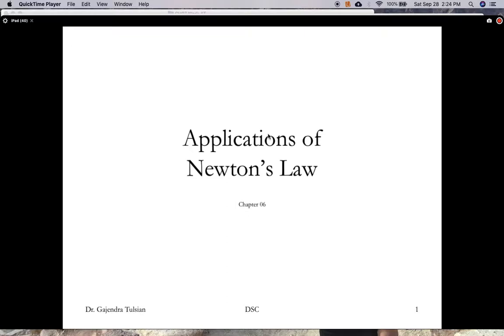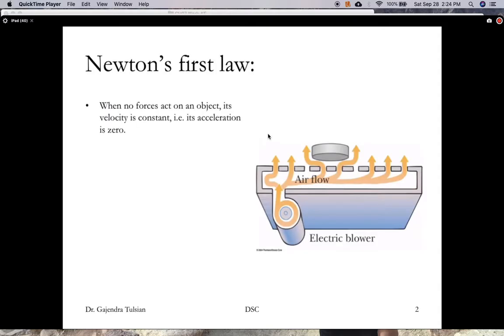Okay, in this chapter we'll look at applications of the three Newton's laws. We'll apply these three Newton's laws and solve problems in various situations.